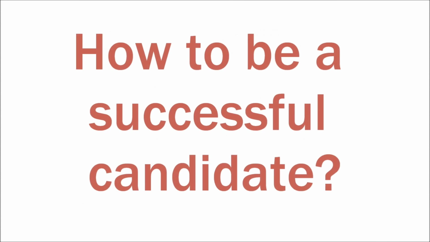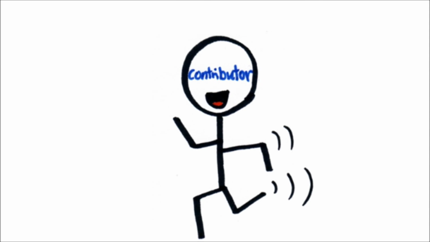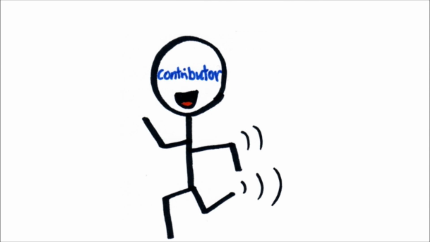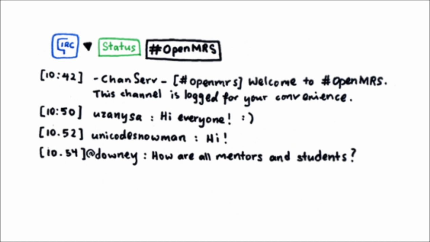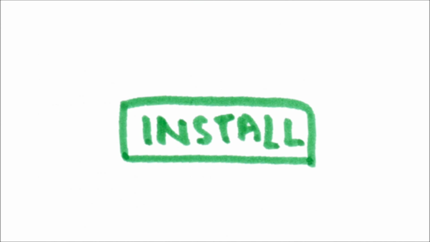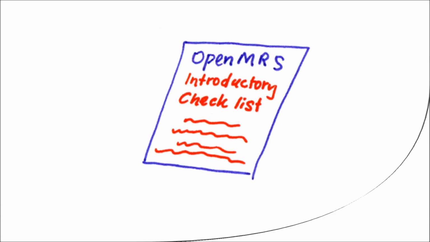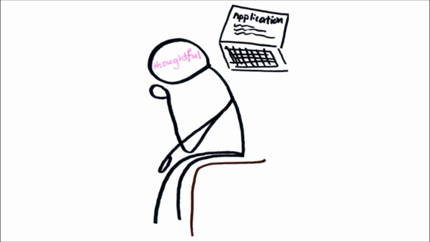Here are some tips on how to be a successful candidate. Be an active contributor in our community so that we are more familiar with your name and your work. Read the Google Summer of Code student guide to get familiar with the program. Create an OpenMRS ID and join our IRC channel to meet other members of the community. Install OpenMRS just like a user would and learn a bit about how it works. And fix some simple bugs listed in our introductory list. Last but not least, submit a thoughtful application.